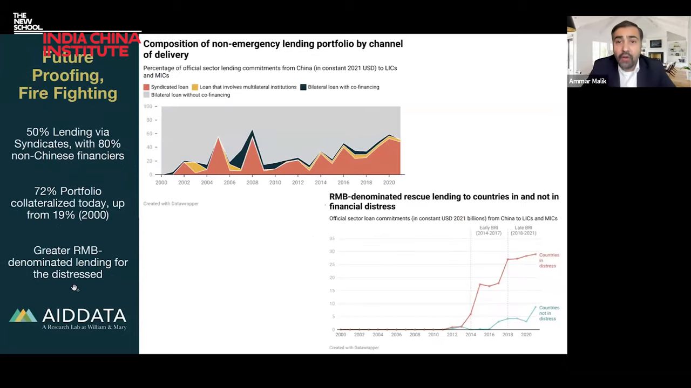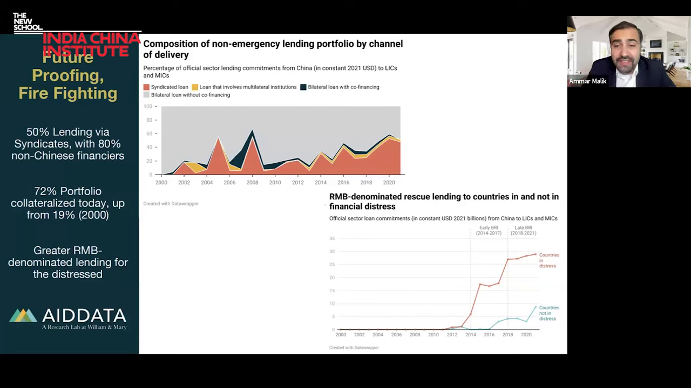Now, another very interesting thing that China has done is that in addition to firefighting by giving these rescue loans, they're also trying to future-proof the BRI. What I mean by that is they are now much more likely for big projects to enter into syndicates. Syndicates are groups of banks, like consortiums of banks, that come together and together finance a project. And you will see here that in the year 2021, more than half of the loans that China gave out were through syndicates. And when I say syndicates, I'm not talking Chinese banks only or Chinese institutions only.